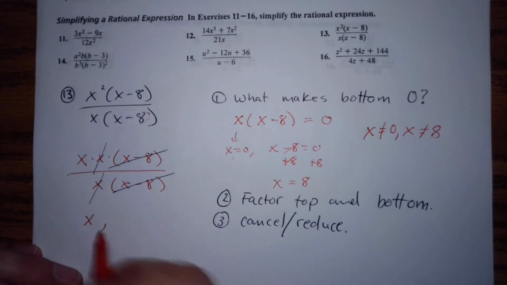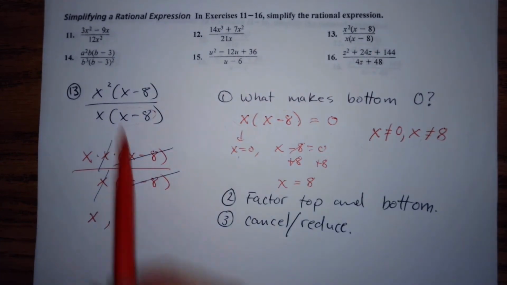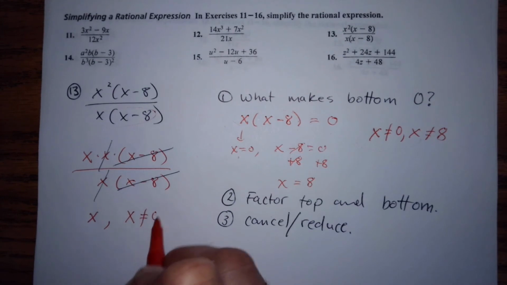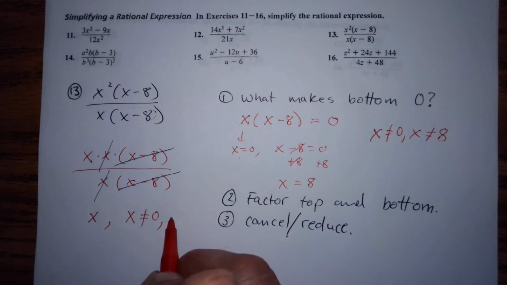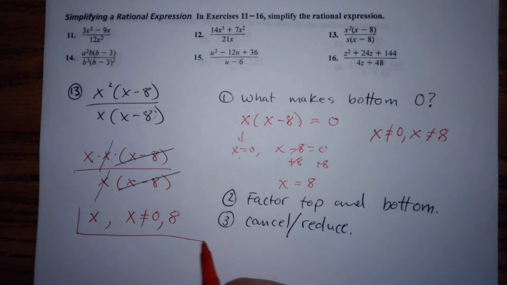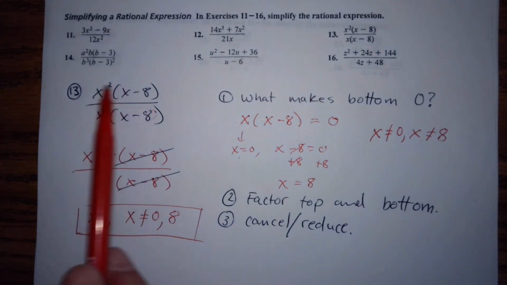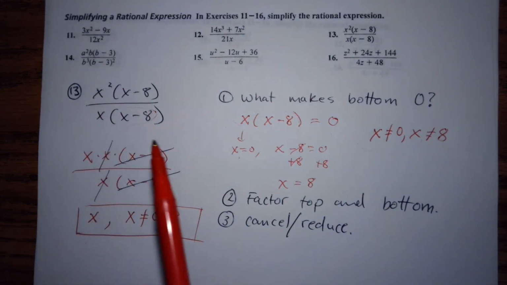And that's it. So this whole thing simplifies to just x, but I then have to state my restrictions. X not equal to 0 or 8. So if I plug in any other number, if I plug in 5 here, then that's fine. It's not 0 or 8. I get out 5. It's the most basic expression that you could have. If I plug in 5 here and go through all this, I'll still get out 5.